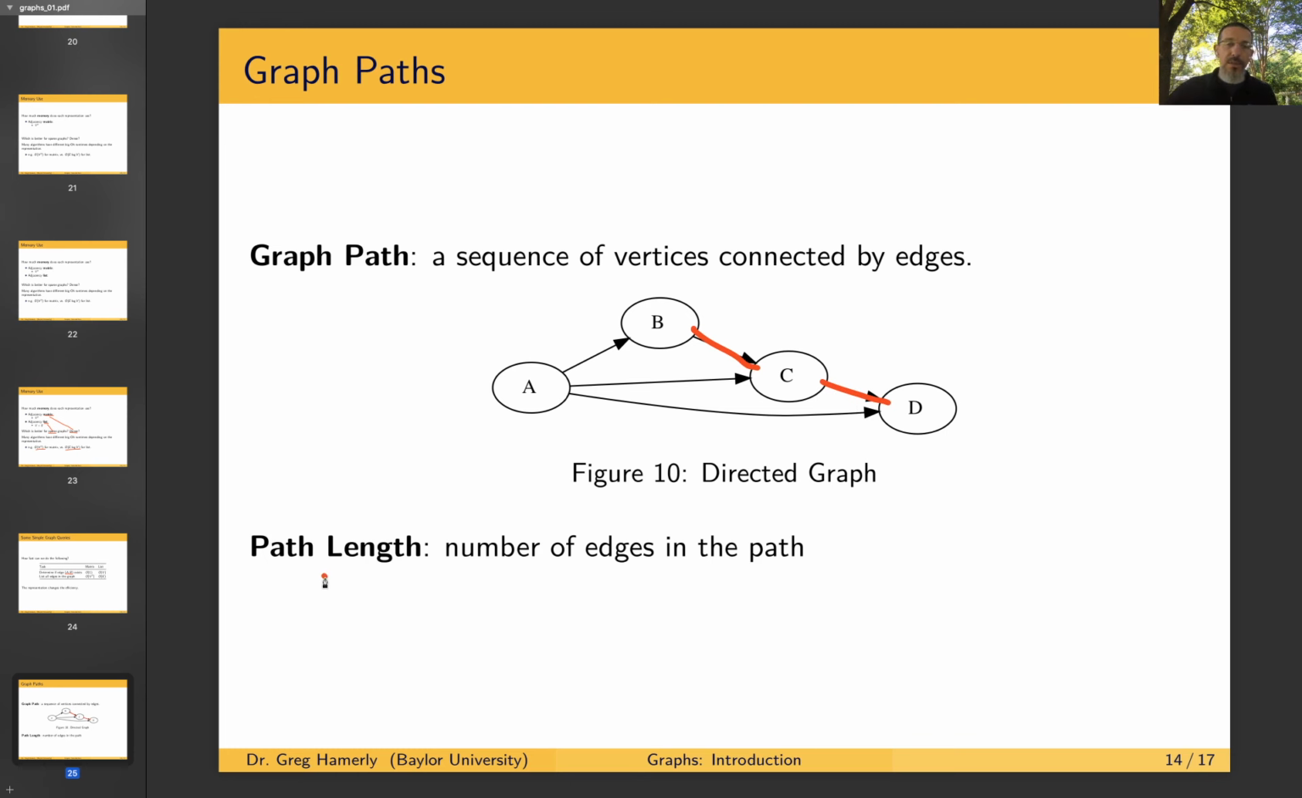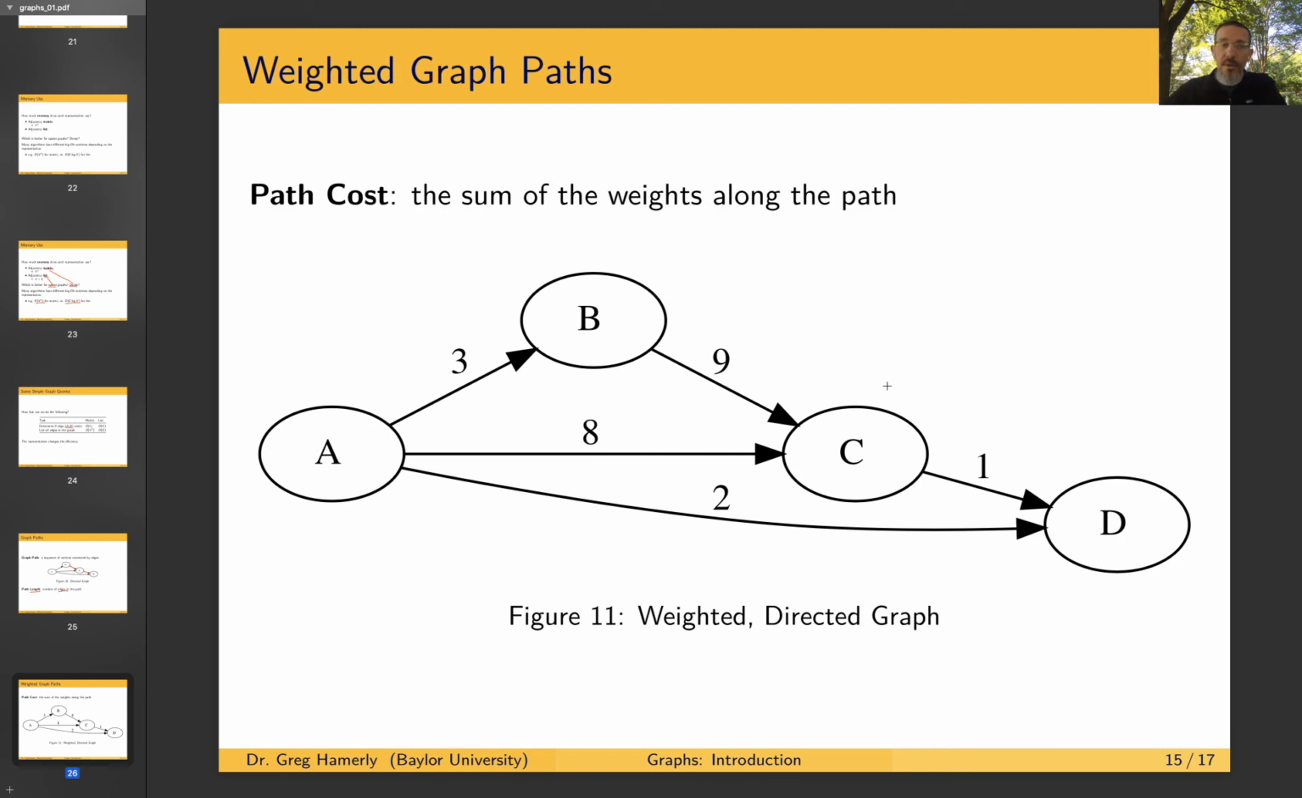The path length is the number of edges in the path, okay? And that's as opposed to the path cost, which we'll talk about in the next few slides. So in this case, the one I've highlighted, B, C, D, the path length is 2. It's 3 vertices, but 2 edges. In a weighted graph, we can talk about the path cost, not length, but cost. And the cost is the sum of the weights along the path. So if I were going from B to D again, I would go from B to C to D, and the path cost for that would be 10.